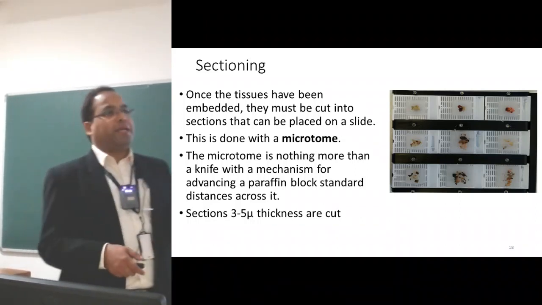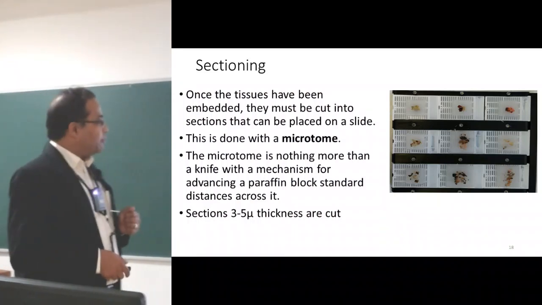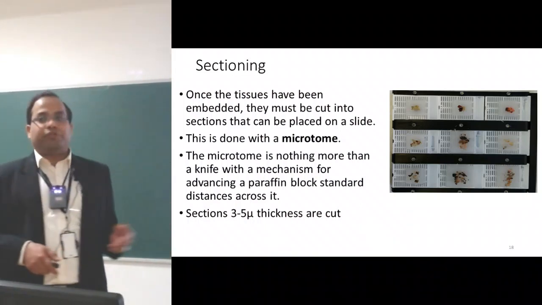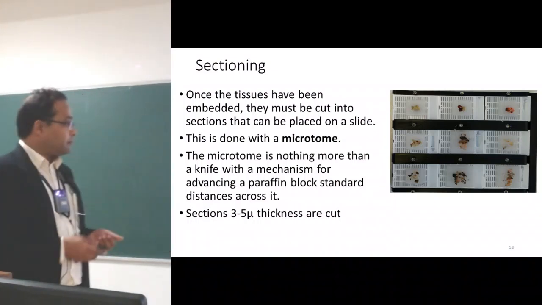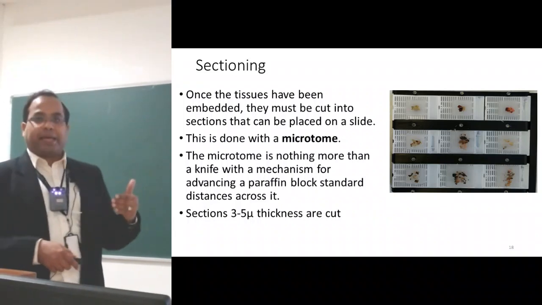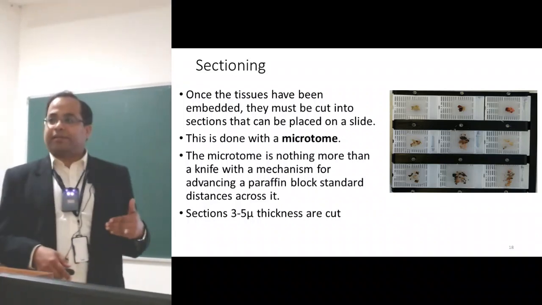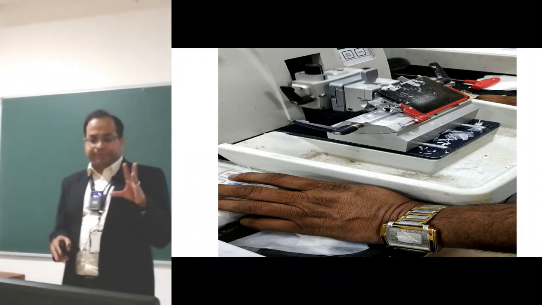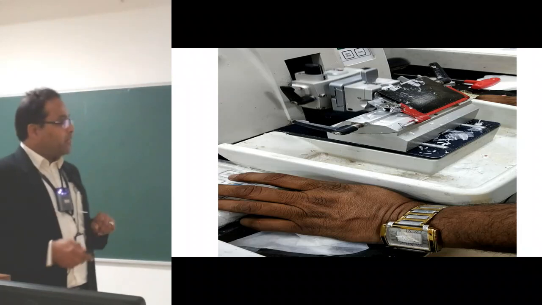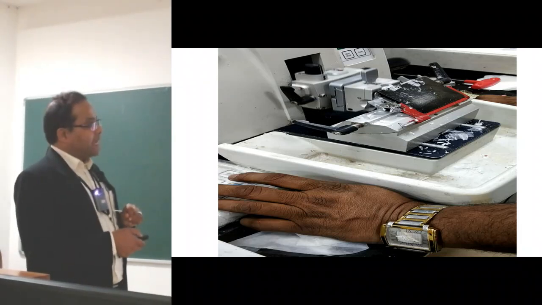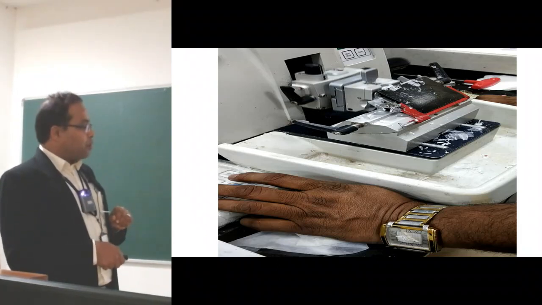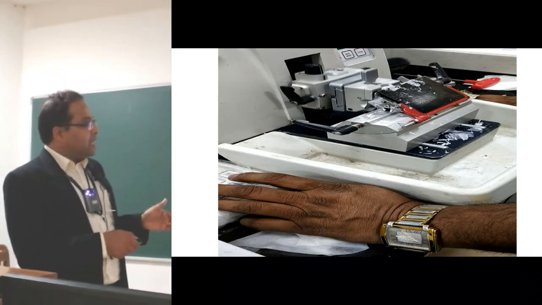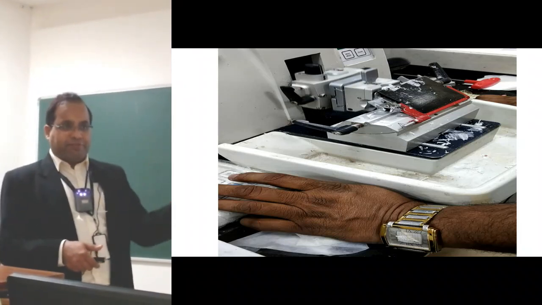Now these blocks need to be cut into different sections so that we can see them under the microscope. The way of cutting the blocks into thin sections, which are only 3 to 5 micrometers, is done by the microtome. The microtome is nothing more than a knife with a mechanism of advancing a paraffin block standard distances across. So we have two types of microtomes in our lab. This one is an automated one. If you look at this side, there's no hand which operates. The machine has been designed so that it advances this part 3 to 5 micrometers every time the wheel rolls in.